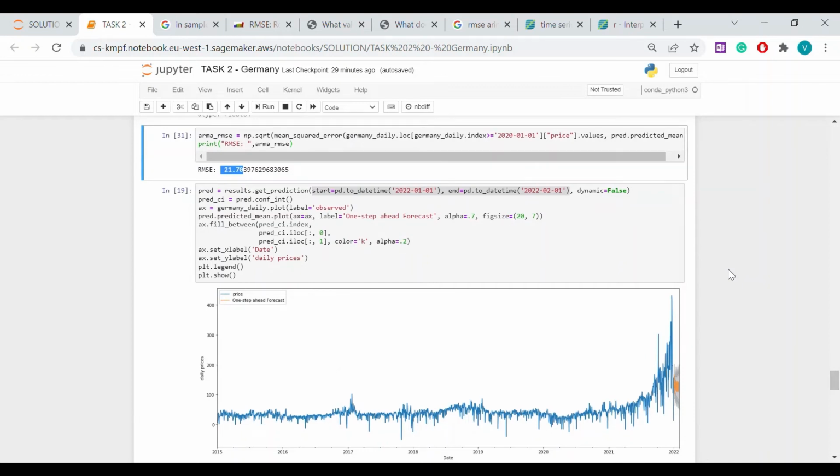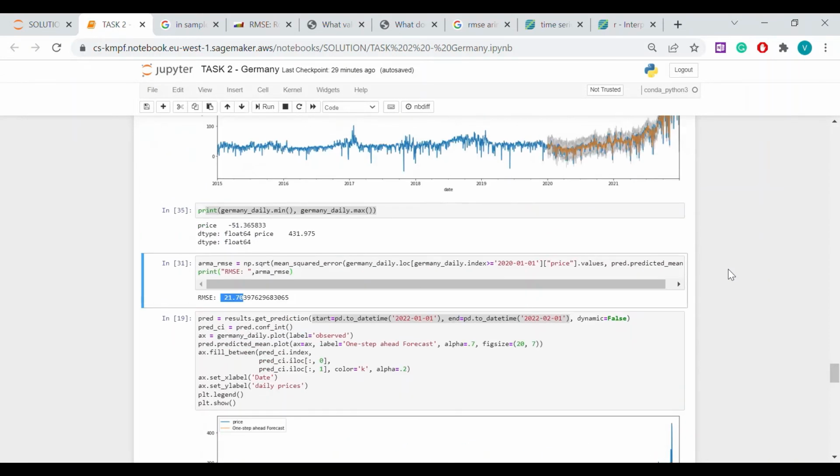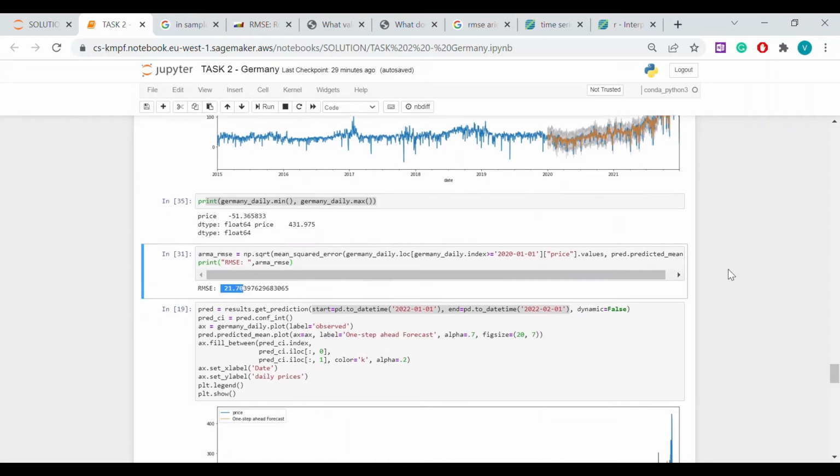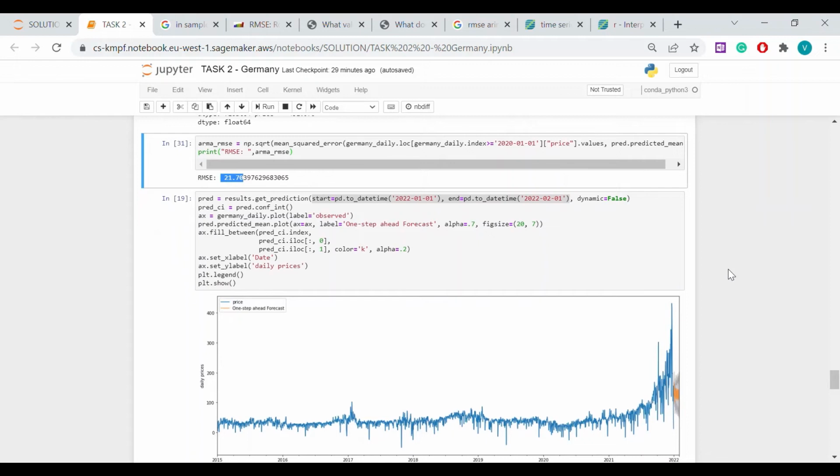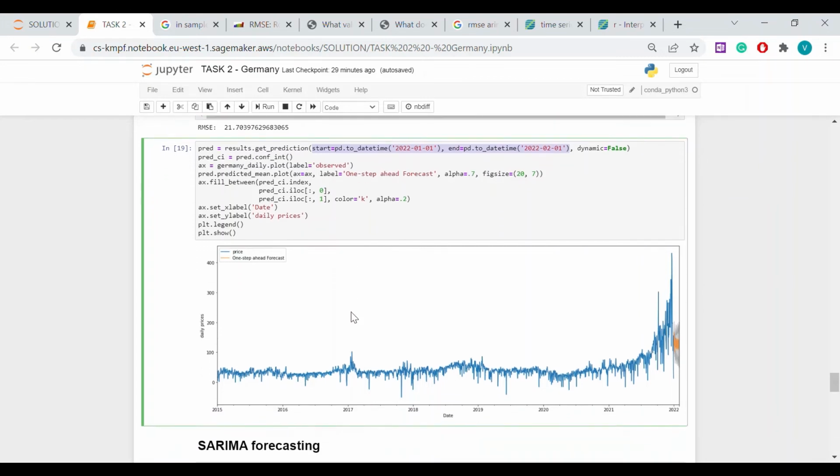Analogously, we can forecast out of sample. In order to do the out of sample forecast, we can either specify the number of steps we need to forecast, or we can specify the start and the end date. So I put here 1 month after the end of our initial time series. Again, we can plot also the confidence interval. In blue we have the observed data, in orange we have the predicted, forecasted out of sample data.